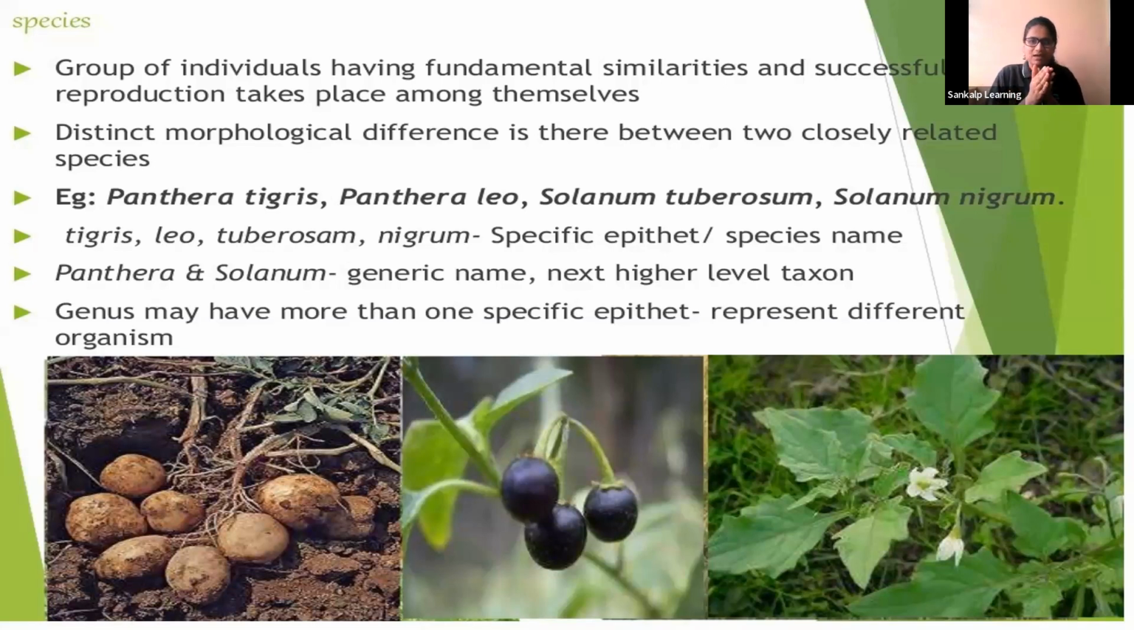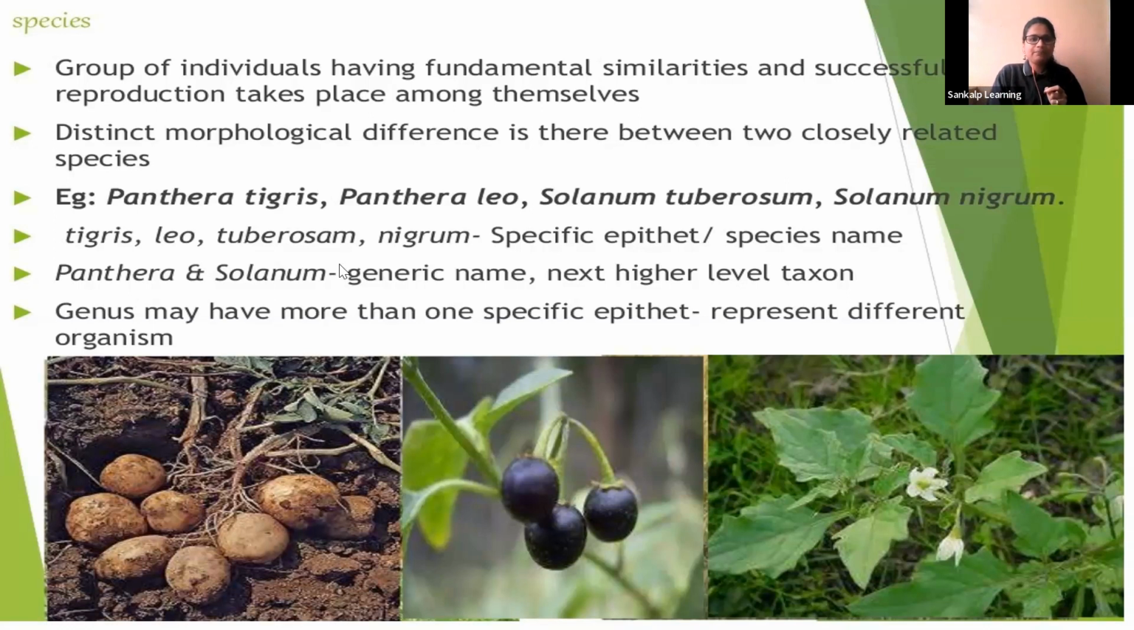So there is one species, and there is another species. Some of the species will be closely related. For example, children, take Panthera tigris. Panthera tigris means tiger, Panthera leo means lion. Just imagine tiger and lion, you can find some similarities. There are some matching characteristics in both, but both are different. So that is why the species name is different: tigris for tiger, leo for lion. But when you see, the genus name is the same, because they are related, the characteristics are quite related, so they are under the same genus.